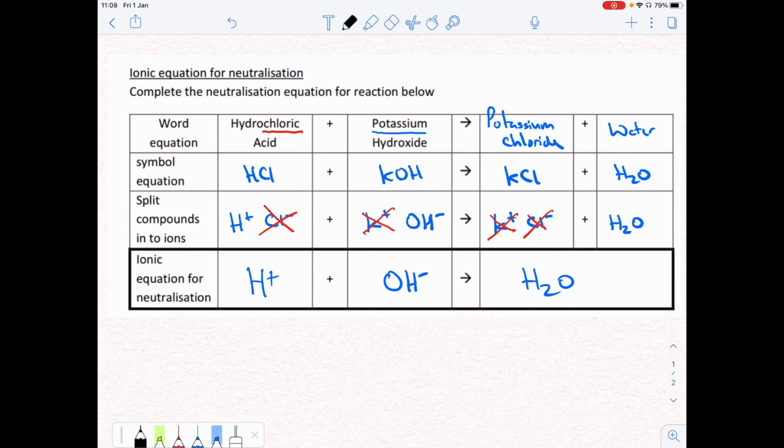Remember that your H+ ions come from acids. Your hydroxide ions come from alkalis. They're the sources of those ions in this reaction. So it's acid and alkali. As we've seen, we remove the salt from the equation because they are spectator ions, and we get the water left over.